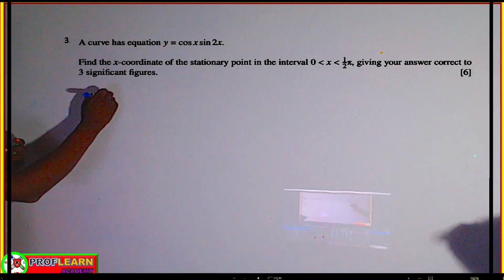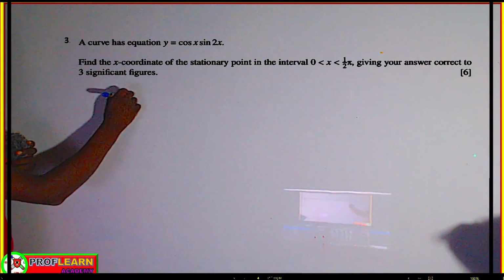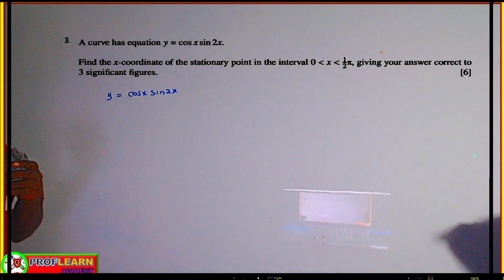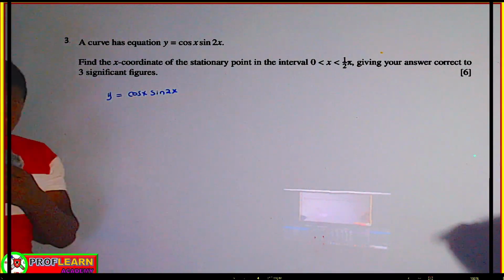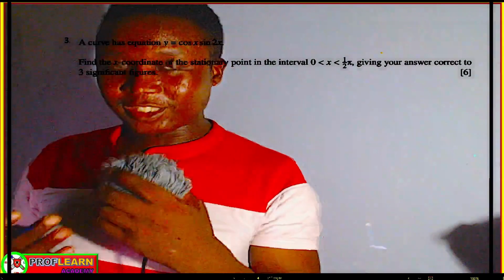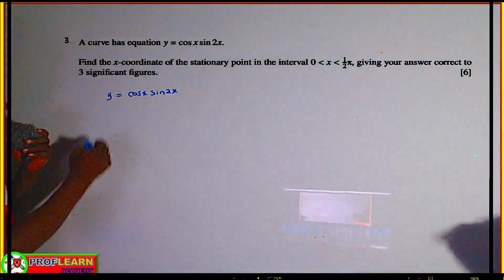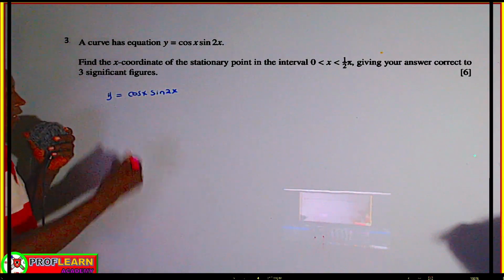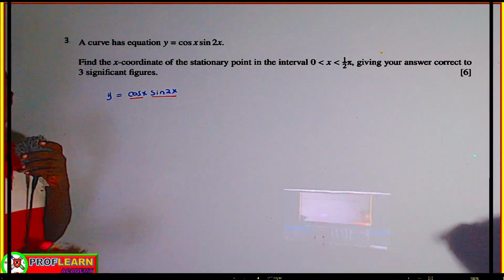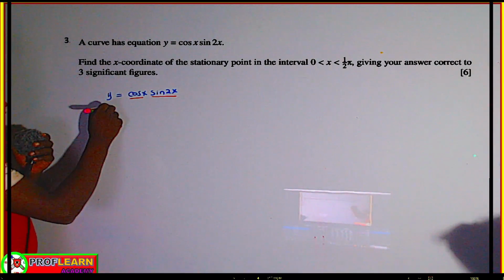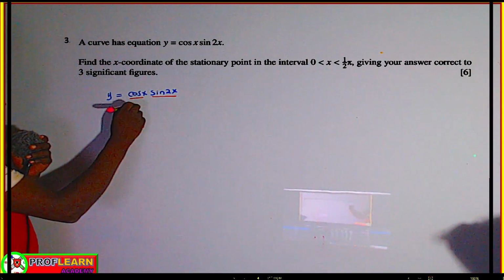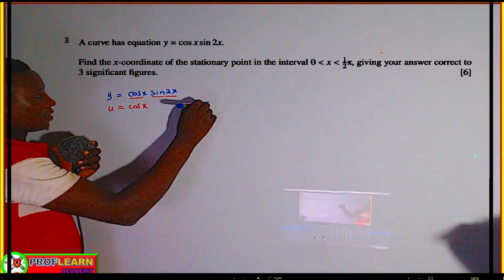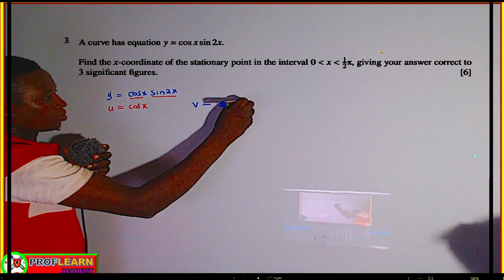we are going to write the equation the way it is. We are told y is equal to cos x sine 2x, and that is the equation. Now we're supposed to find the stationary point. We have said that at the stationary point the dy dx is actually 0, so we are going to differentiate this, and we shall use product rule because we are having two functions multiplied together at that point. So we can say our u is going to be equal to cos x, and then we shall say our v is equal to sine 2x.